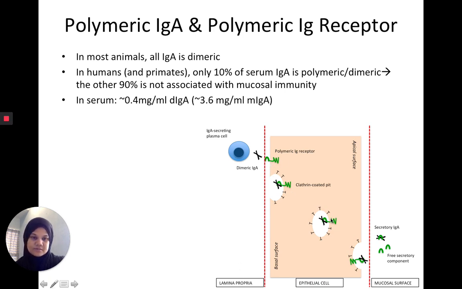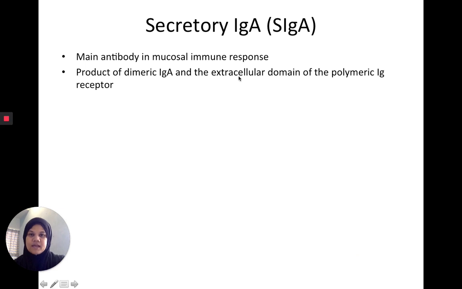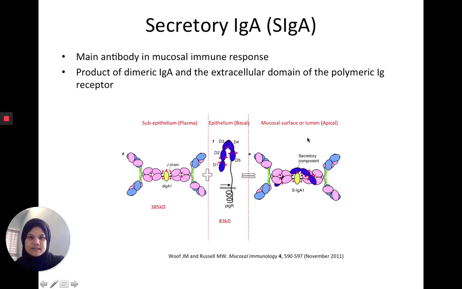It gets transported across the cell, and then when it reaches the apical surface or the mucosal surface, it gets cleaved off and then released as secretory IgA. You've also got some secretory component released even without any IgA bound to it as well. So that's where you get the secretory IgA. And once it's there, it is basically the main antibody that does a lot of the work for the mucosal response. So that's basically it.